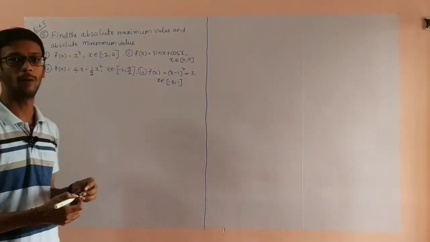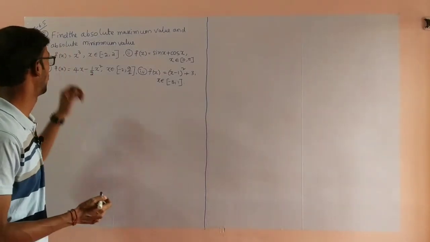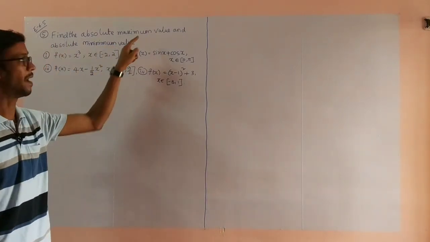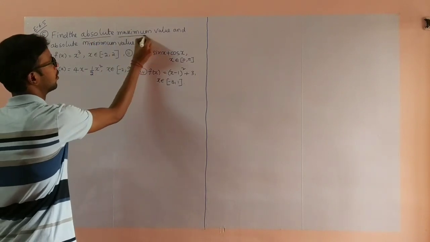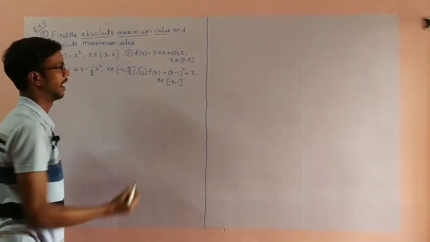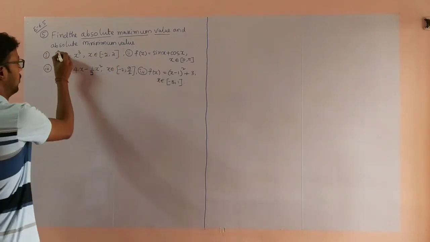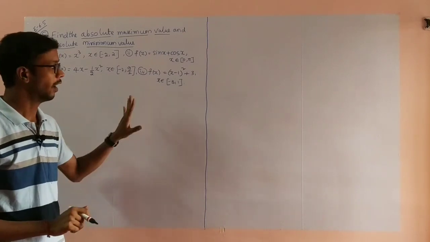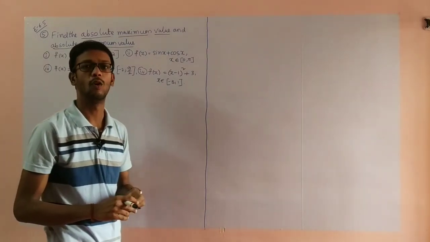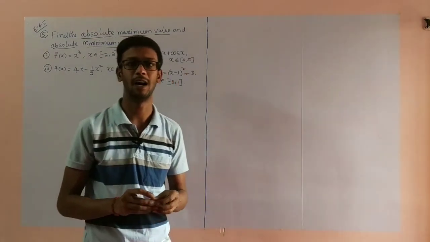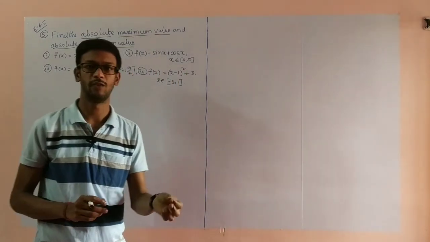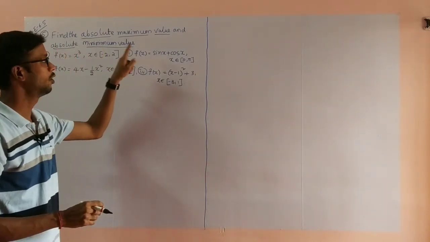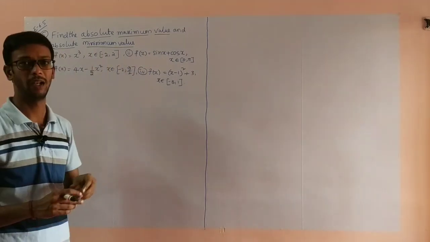Some more important problems in exercise 6.5. In problem number 5, find the absolute maximum value and absolute minimum value of the following functions. Up to now we discussed the previous problems, local maxima and local minima, using the first derivative test or second derivative test. Now onwards, this problem is about absolute maximum value and absolute minimum value.